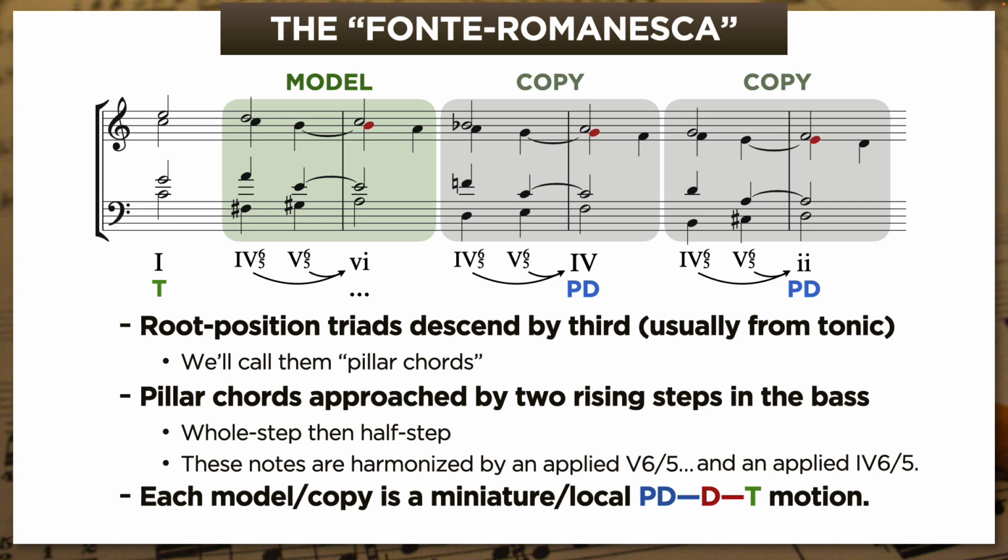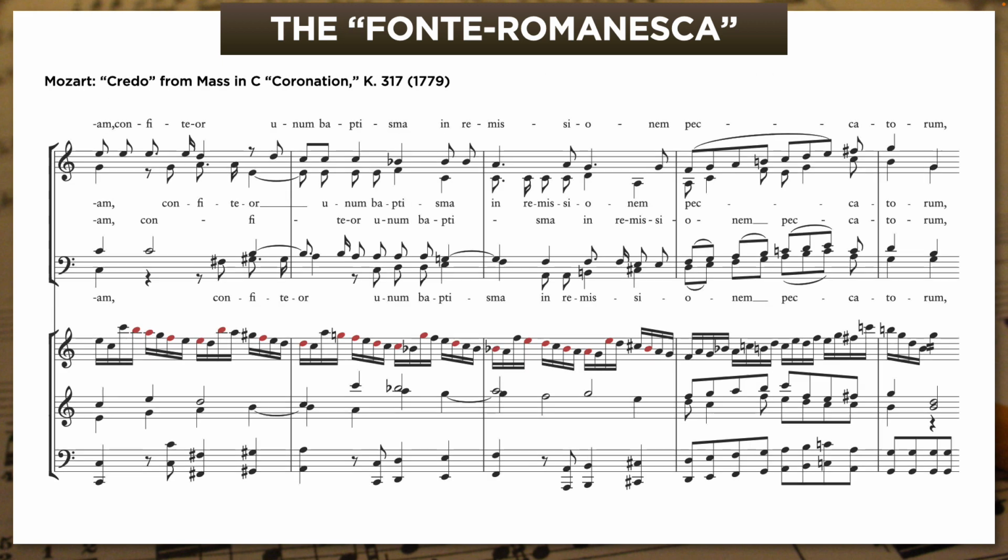Now, I should say that this first excerpt has a lot going on. It's from the Credo of Mozart's Coronation Mass, and it has 4-part counterpoint in the choir, plus extra voices, including a wild runaway violin part in the orchestra. Since the progression is fresh in your ears, you'll probably hear it with no trouble, especially if you follow the bass, which rises by step into each model and copy.